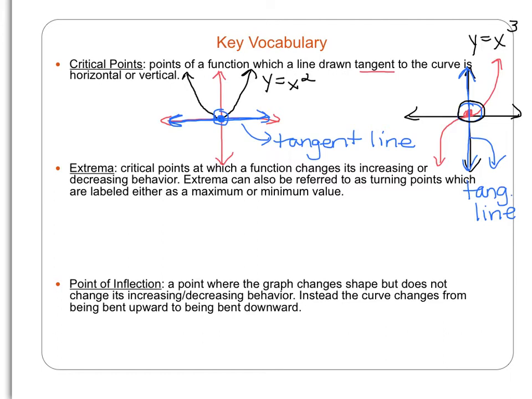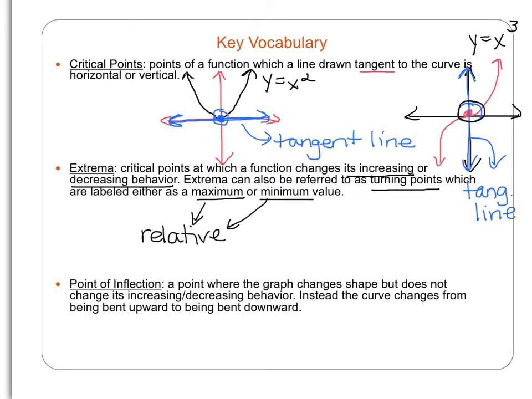If we move on to our next key vocab word, the word extrema or extreme discusses critical points at which a function changes its increasing or decreasing behavior. So a point where the function is switching from increasing to decreasing or from decreasing to increasing can be called an extrema. An extrema can also be referred to as turning points, which are labeled either as a maximum or minimum value. Now, there are two different types of maxima and minima. We have something called relative.